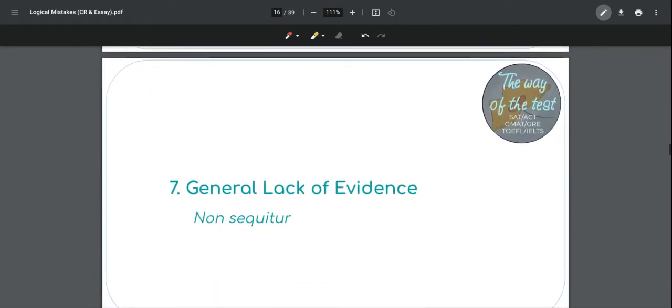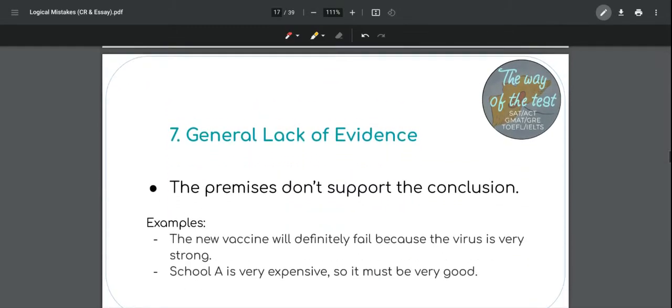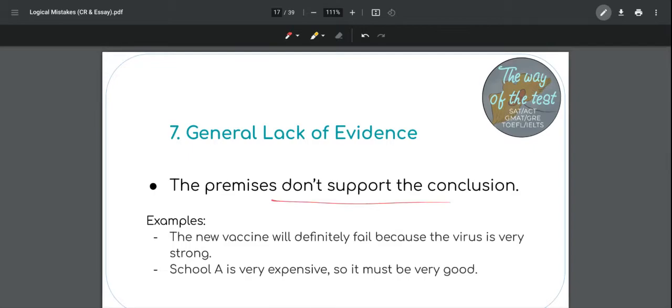Okay, general lack of evidence, non sequitur. Actually, if you think about it, every single fallacy is a non sequitur. Non sequitur means that the conclusion does not logically follow from the premises, and every single mistake means that the conclusion does not follow from the premises. But this is the more obvious one. That's why it's separated. So pretty much just the premises don't support the conclusion, and they are almost completely unrelated. They're not totally unrelated. They may be about the same topic, but you're going to see how it makes no sense.